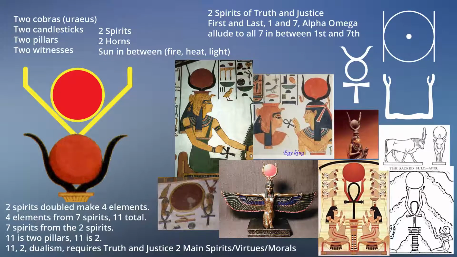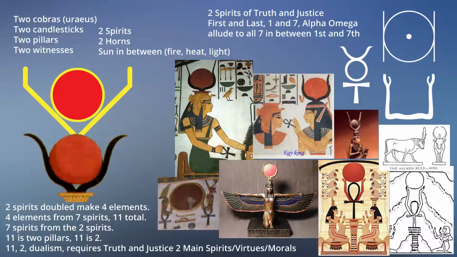All right, so we'll go on to infographic 33. Oh wait, I forgot to read the bottom left corner. So two spirits doubled make four elements. Four elements from seven spirits is 11 total. I've mentioned that before. Seven spirits from the two spirits, that'll give you 14.